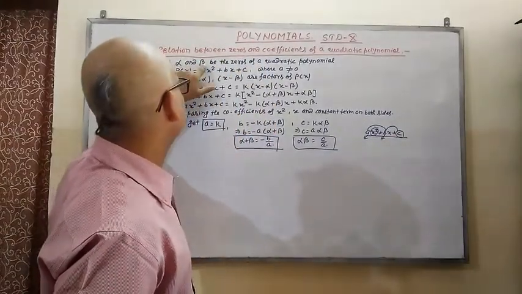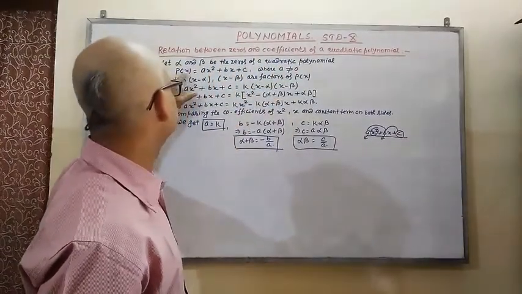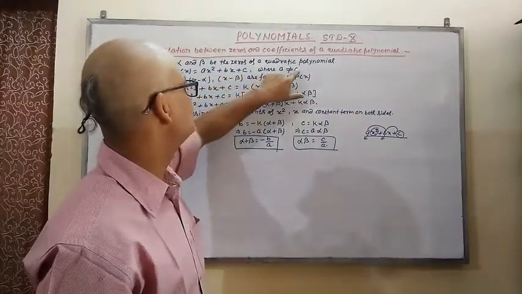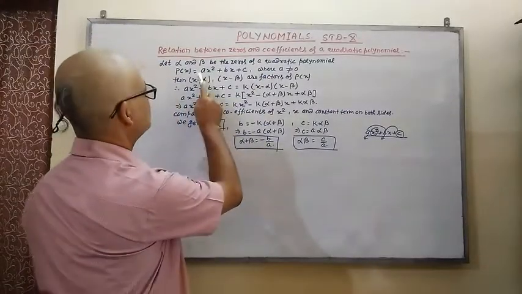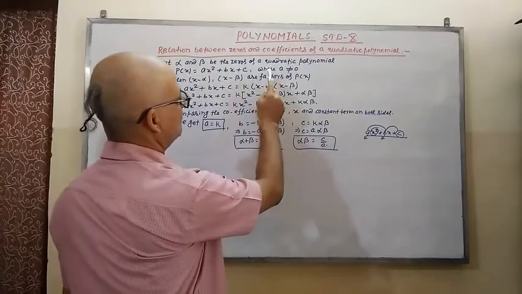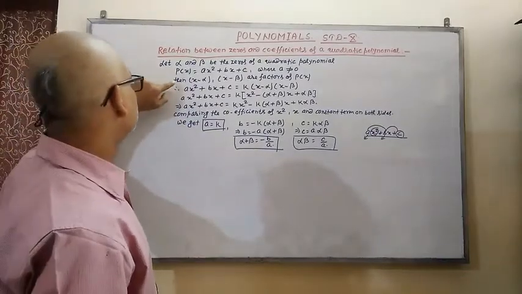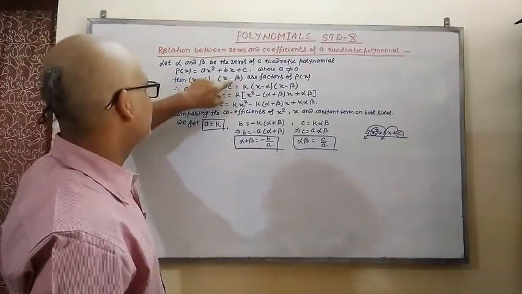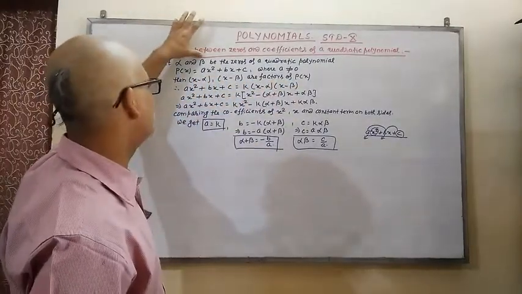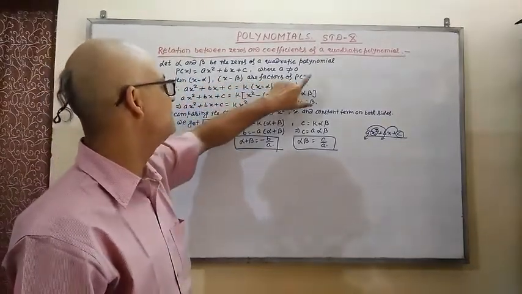Let alpha and beta be the zeros of a quadratic polynomial p(x) is equal to ax square plus bx plus c, where a is not equal to 0. This is the quadratic polynomial format ax square plus bx plus c, where a is not equal to 0. Then x minus alpha and x minus beta are factors of p(x). Because alpha and beta are the zeros, it means x minus alpha, x minus beta are factors of p(x).